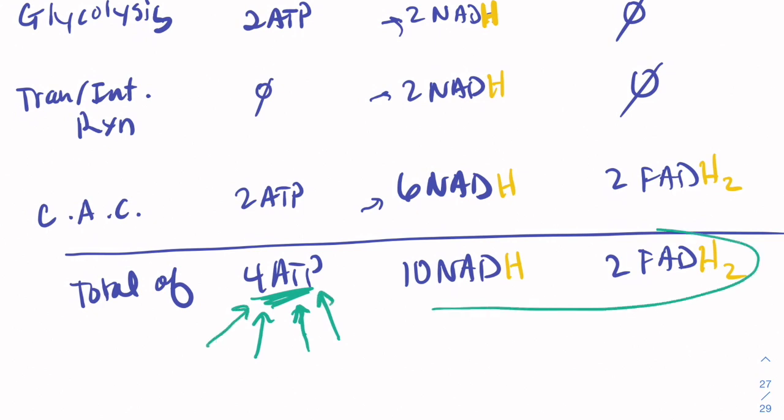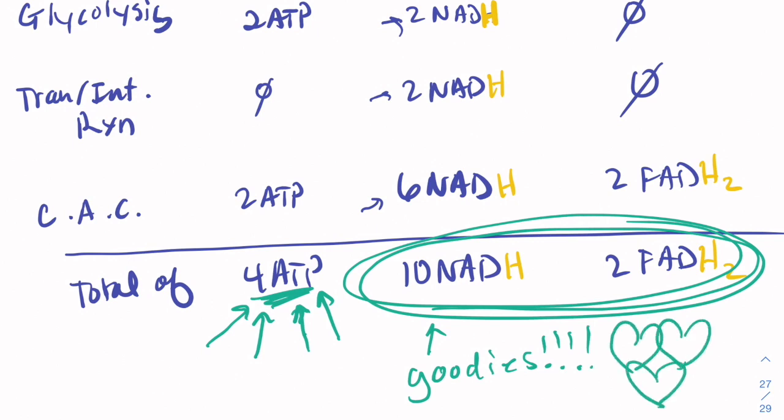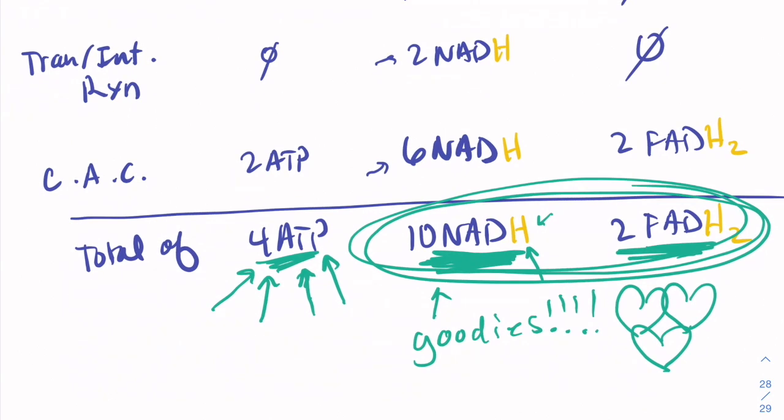And here's why. Because these are the goodies. The cell loves having all these NADHs and all these FADH2s. And remember that those hydrogens come from glucose. They were in glucose a long time ago when you ate something with sugar in it, with carbs in it. Those hydrogens are ripped out of glucose. And now we've got 10 of these loaded up with hydrogen and 2 of these loaded up with hydrogen. The cell is going to use these in the mitochondria to make a ton of ATP. Way more than 4. Way more.